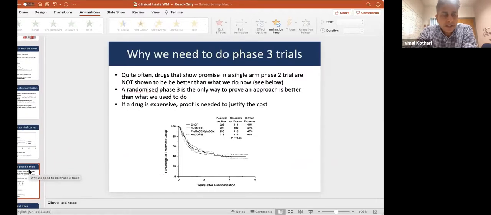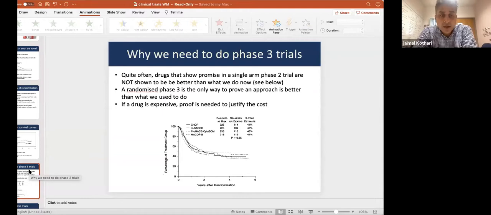Phase 3 trials are important because it's very easy to extrapolate from data that is not as rigorous. Smaller studies, phase 2 studies, sometimes give you answers that, when you do the study again with a bigger sample and a proper control arm, you show that there is no difference. A classic example, again using CHOP, this very common lymphoma combination, is when people did a proper randomized trial comparing to other combinations which seemed to work as well. It was shown that essentially there was no difference between the arms.